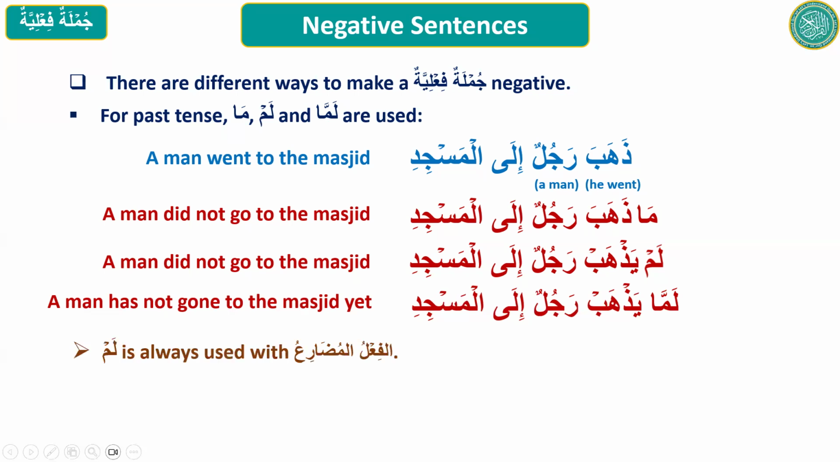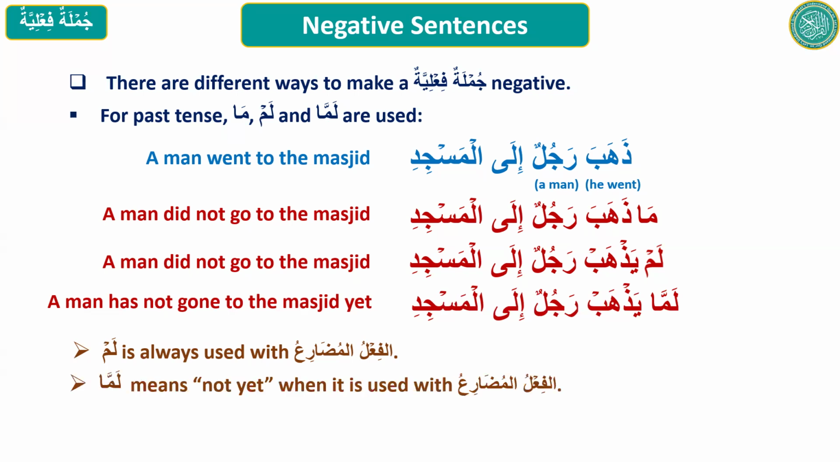So what did we learn? We can use ma, lam, and lamma to make a past tense negative for a jumla fi'liya. When ma is used, there is no change in the sentence. But when lam is used, lam is always used with al-fi'l al-mudari, and it makes the change that happened, we said it has become majzoom. All right.